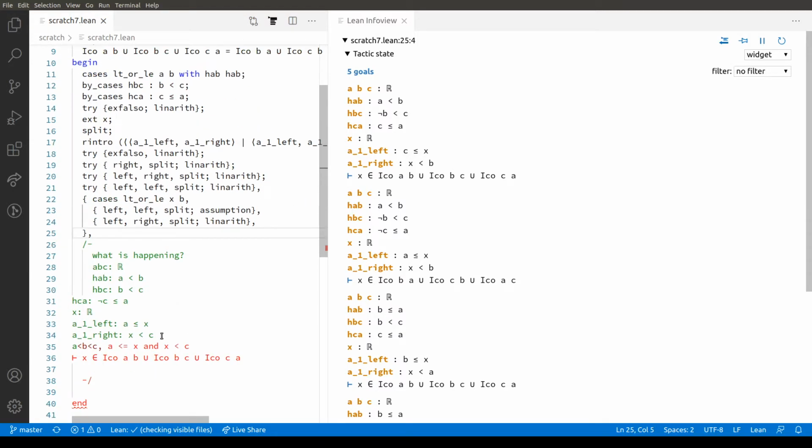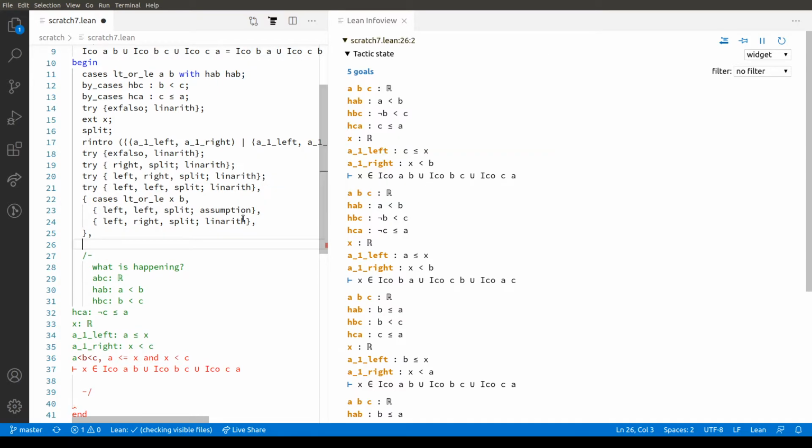This was the problem. x was between a and c, and b was between a and c, but we didn't know whether x was less than b or not. Because a is less than b and b is less than c, the union of that is Ico a c, right? This is what we know. This is the reason this was annoying. Let's do this one in a different way.